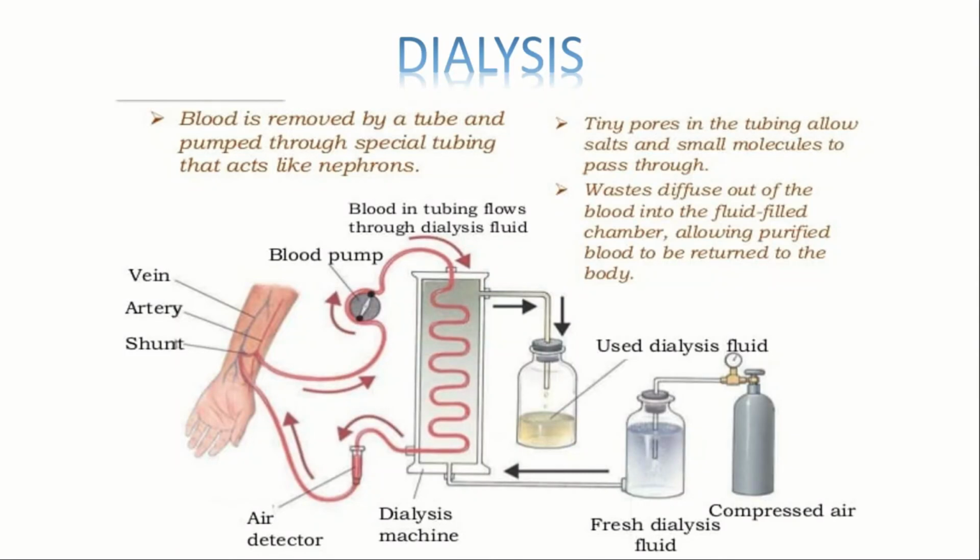Now we have to know about dialysis. Dialysis is the artificial purifying of blood if a person has kidney damage or a problem with the kidney. Here the blood is removed by a tube and pumped through special tubing that acts like nephrons. If the kidney is not working, our blood will not get purified. If the blood has to be purified, we have to go through dialysis, where artificially it will do the work of a kidney. Here tiny pores in the tubing allow salts and small molecules to pass through. Waste diffuses out of the blood into the fluid-filled chamber, allowing purified blood to be returned to the body.